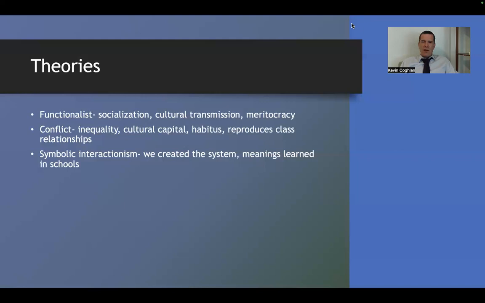Yes, you can do well in tiling, but again, the average person without a college degree only makes about $35,000 a year, and the average person with a college degree makes about $65,000 a year. So again, you can see how the college degree is doubling our salaries. So, with functionalism, what's the purpose of the education system? Conflict theory, how does the education system create inequality between social classes? And then symbolic interactionism says we're the ones who built this system. We could also adjust the system.